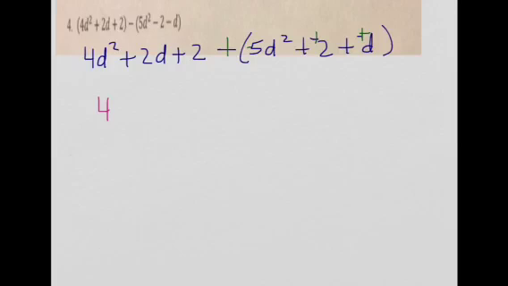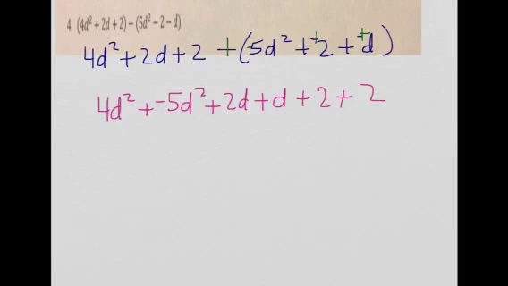So we're going to have 4d squared plus negative 5d squared plus 2d plus d plus 2 plus 2. So that's going to give us negative d squared plus 3d plus 4. Again, we did add a line, change the sign first inside of the parentheses, and then we had to do it a second time because we were subtracting.